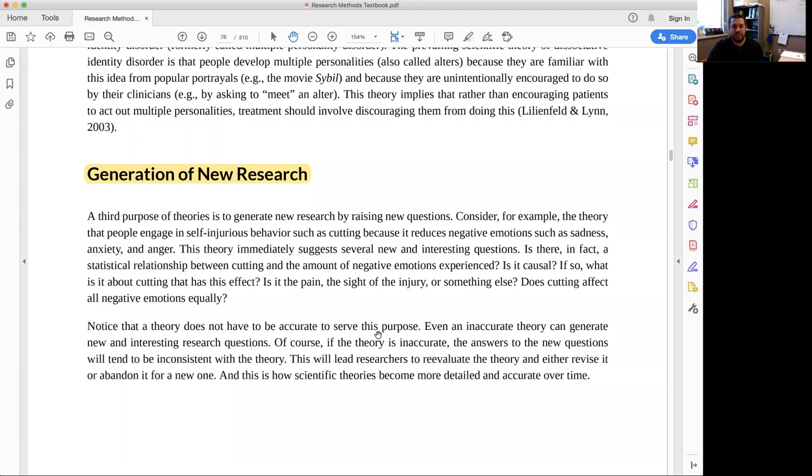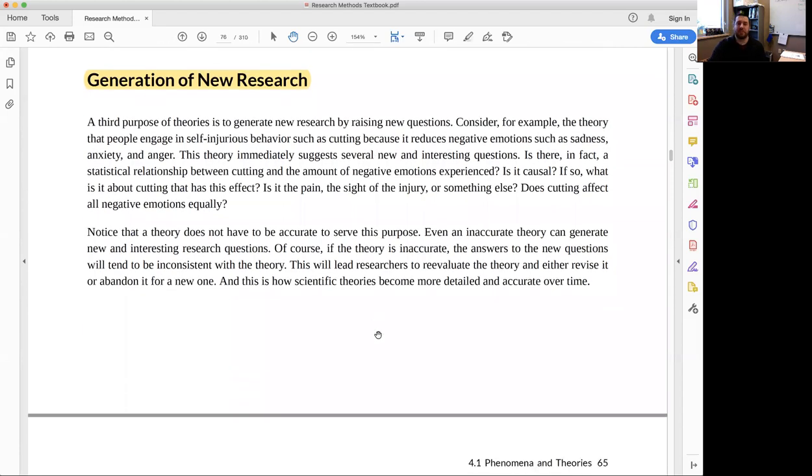And then generating new research, kind of the big one for a research methods class, is that, yeah, ideally our theories are creating new, novel research, that we're not just stuck doing the same thing time and time again, but we're having people learn these theories and come up with new creative ways to apply them. Especially as society changes, technology changes, there are new ways to check things like the bystander effect.